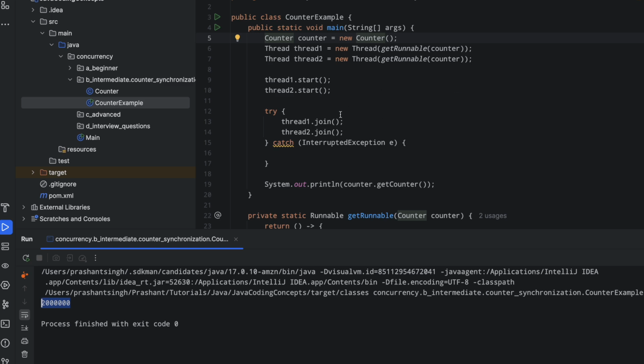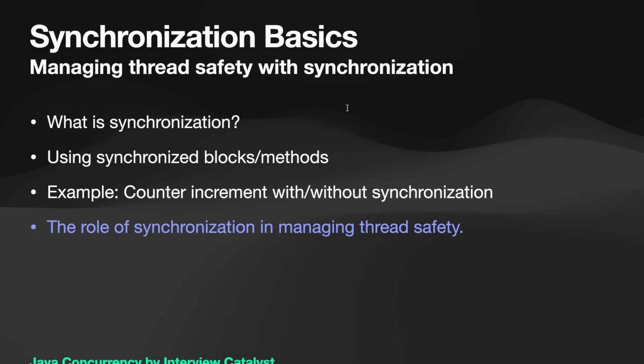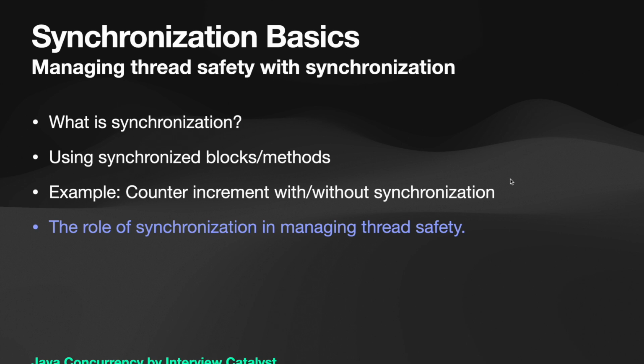So here we have seen this counter example, and now about the role of synchronization in managing thread safety. First of all, it protects the shared resources. As we have seen, it ensures only one thread accesses the critical section at a time. It eliminates the race condition, prevents conflicting updates to a shared variable, and it maintains the consistency.